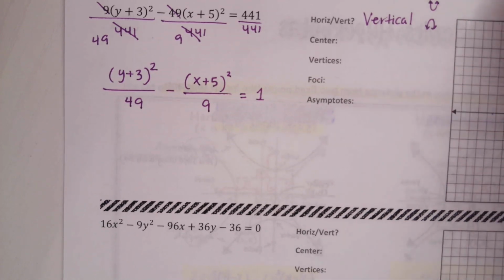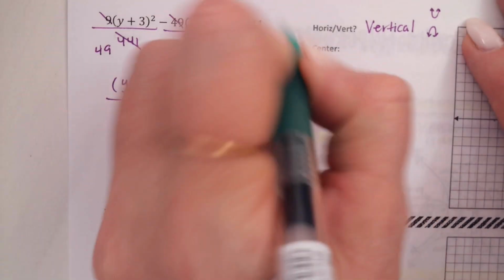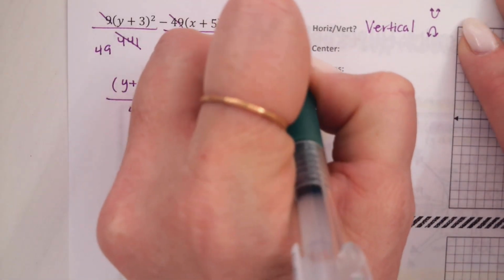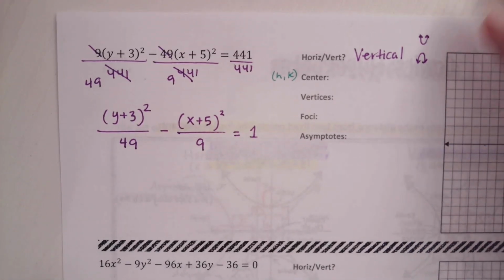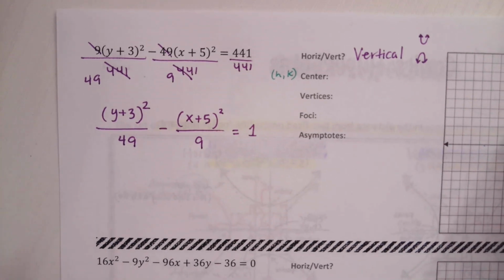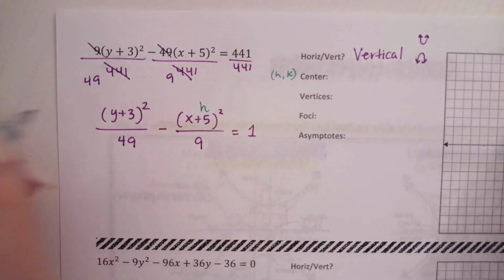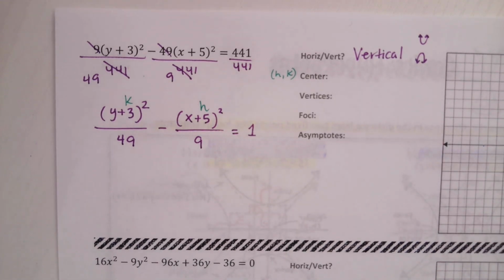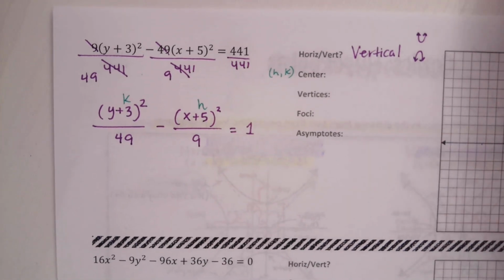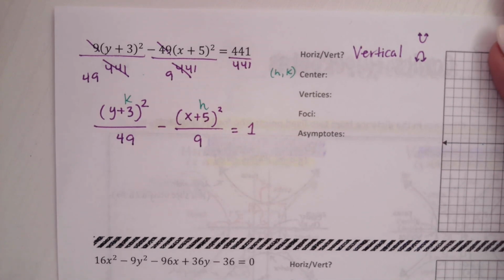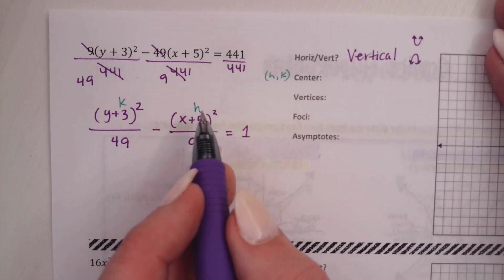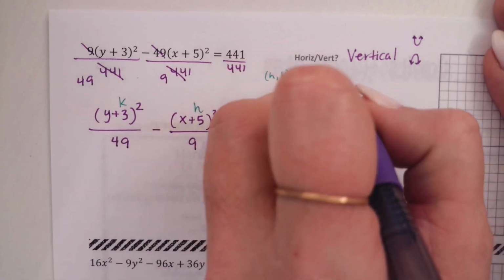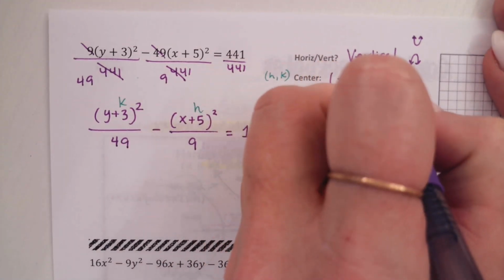Now be careful with your HK center. The center is always at (h, k), but the h is in the wrong place from where it normally is. We usually see it up front and just assume it's the front one, but h is actually always paired with x, and k is always paired with y, no matter where they are. So when we write down our h and k, we just need to make sure we write them with opposite signs, which means my center will be at (-5, -3). Very good.